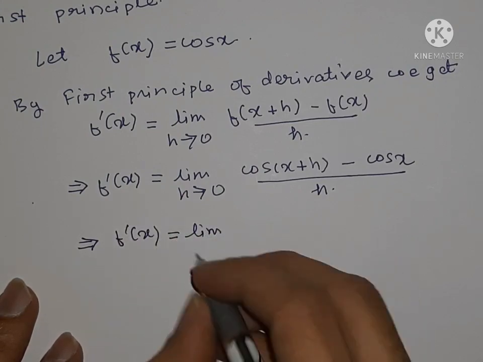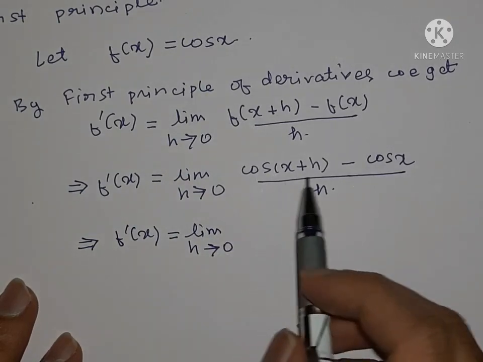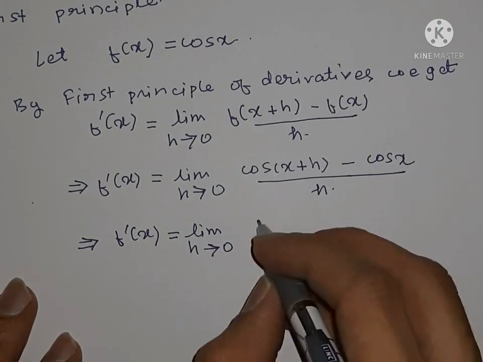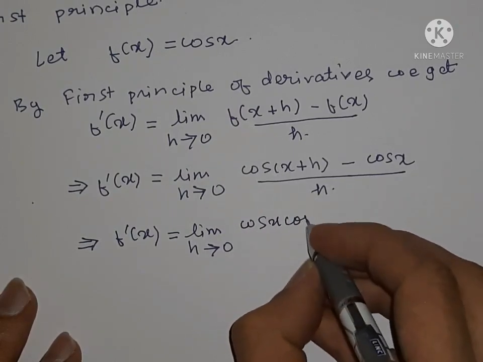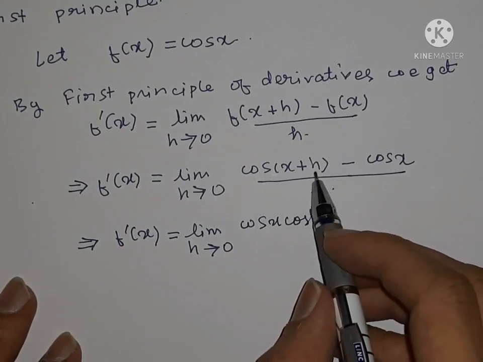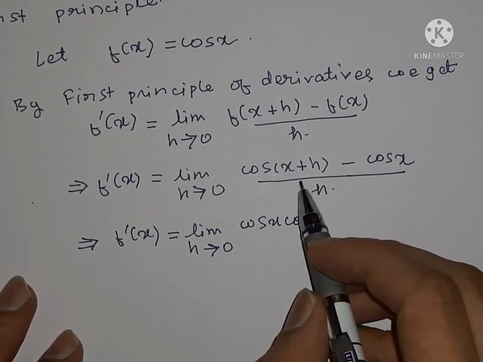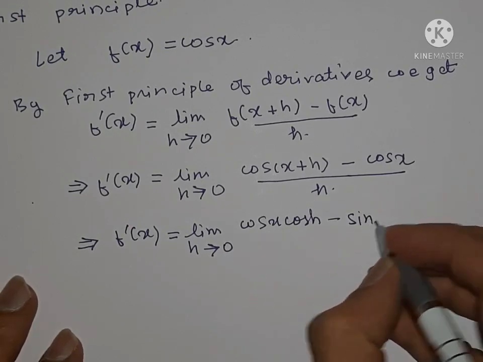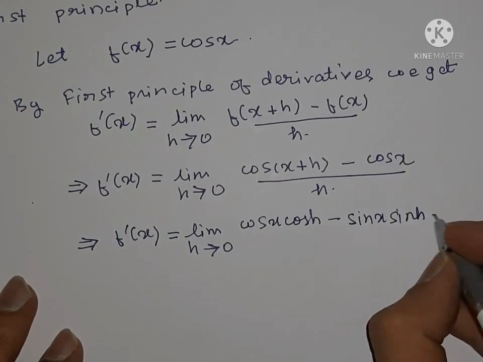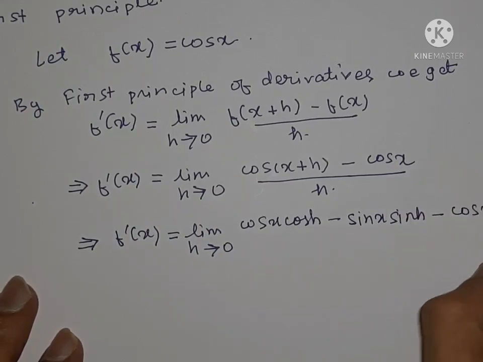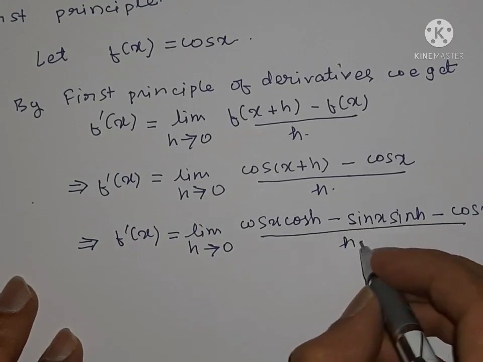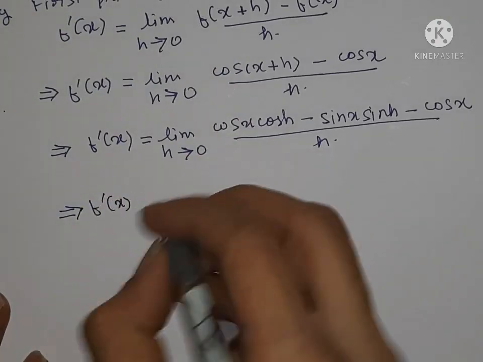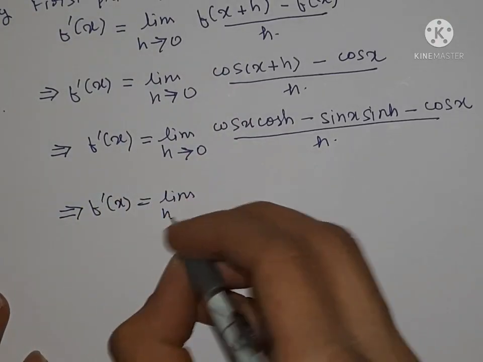will be equal to limit h tends to 0, and this we can write in terms of the formula: cos of x plus h. Cos a plus b is equal to cos a cos b minus sin a sin b. So cos x cos h minus sin x sin h, minus cos x, and that is divided by h. Okay. So f prime of x will be what? Limit h tends to 0.